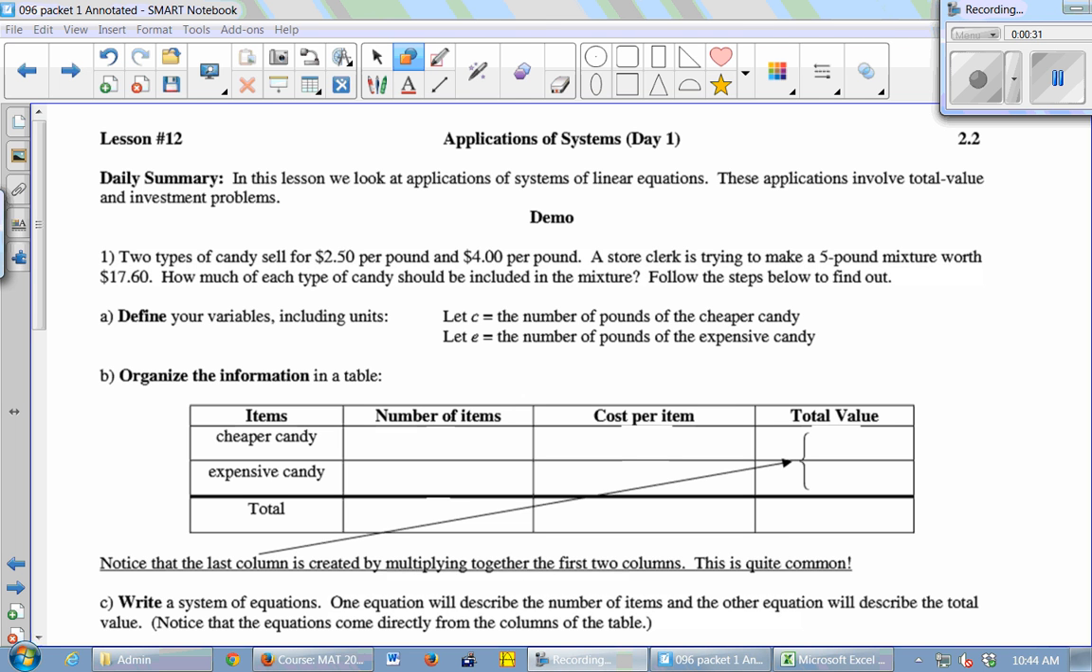We're going to look at applications of systems of linear equations today. We've learned how to solve systems of linear equations using three methods. We can solve graphically, you can solve by substitution, or you can solve by elimination. So today you're going to be allowed to use whatever method you want to solve, but the point of today's lesson is to learn how to take a word problem and use a system of equations to solve it.